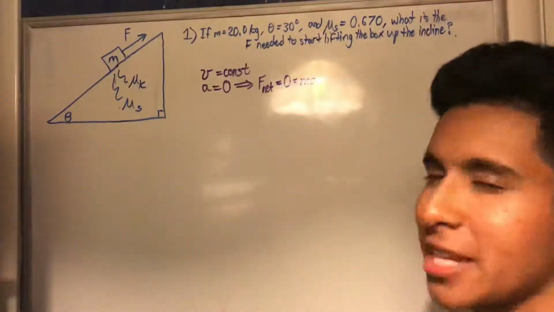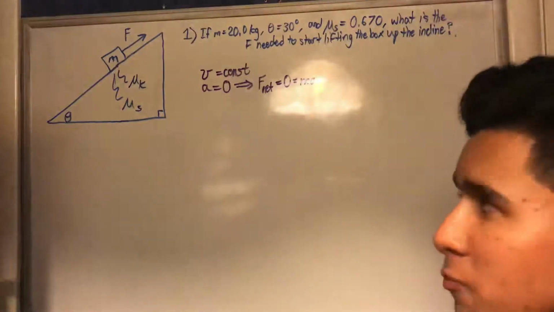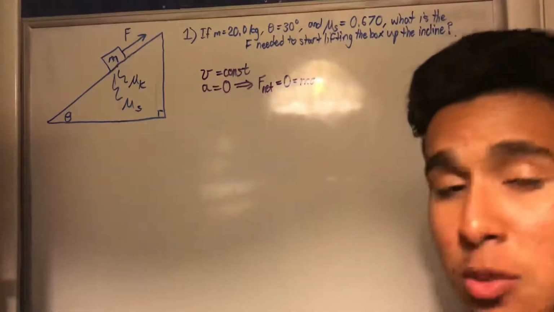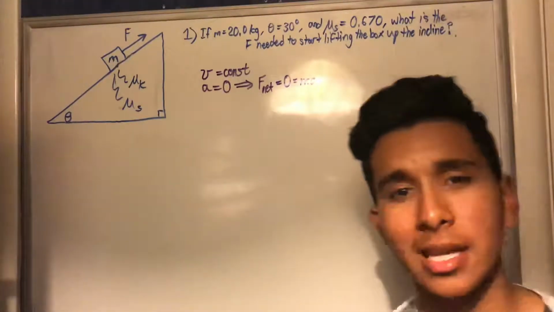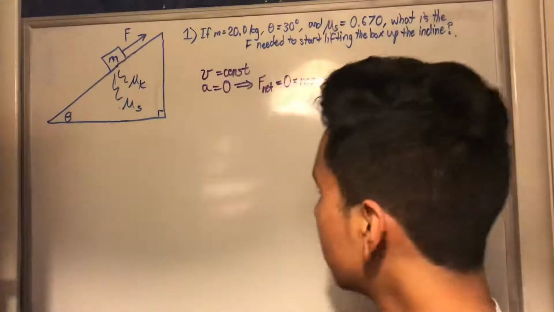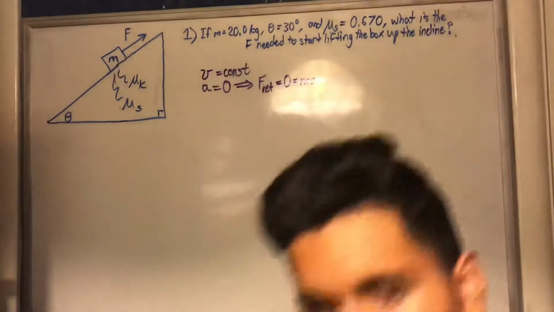Now that we understand that we just need the net force to be 0 for that mass to start moving up the incline, remember, an acceleration or a net force of 0 doesn't necessarily mean that the object isn't moving. It just means that the object isn't accelerating. Now that we noted that down, it's time to draw our force diagrams.